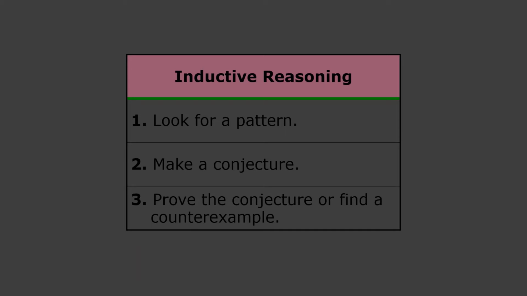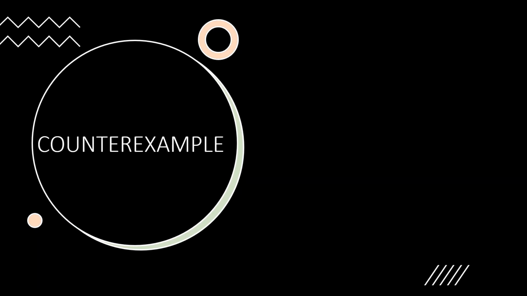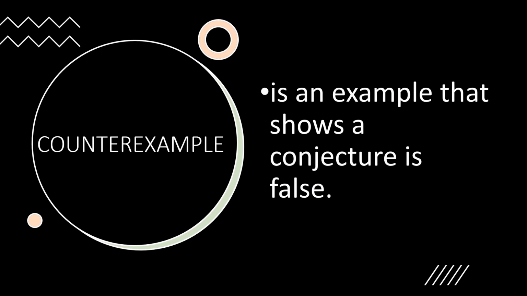Okay, now, in the process of inductive reasoning, first we have to look for the pattern. Then, the next step is to make a conjecture. After making a conjecture, we are going to prove the conjecture or find the counterexample. Ano naman ang tinatawag na counterexample? A counterexample is an example that shows a conjecture is false. Ibig sabihin, ito ang evidence o magpapatunay na ang ginawa nating conjecture ay hindi tama.